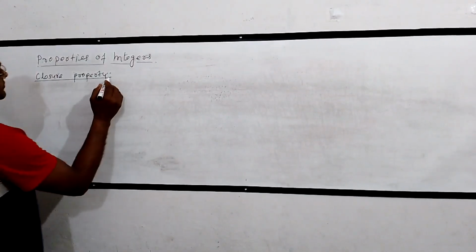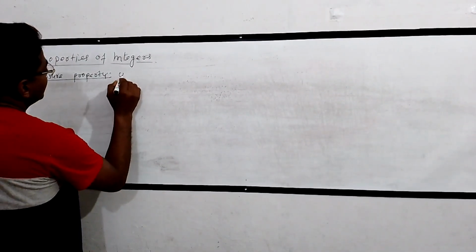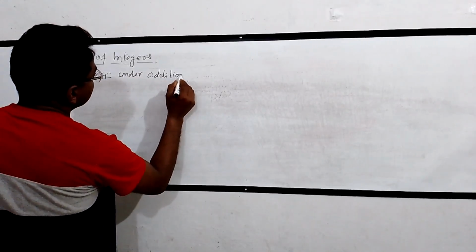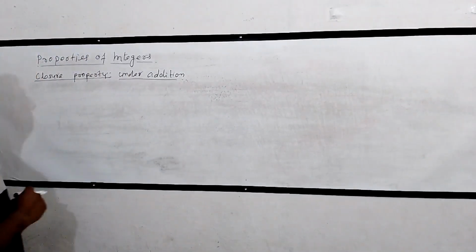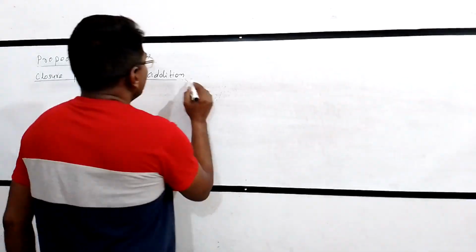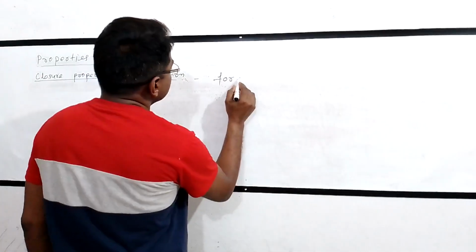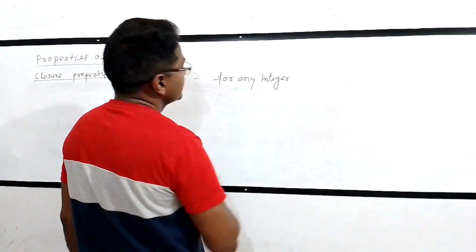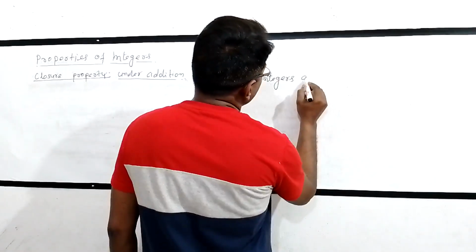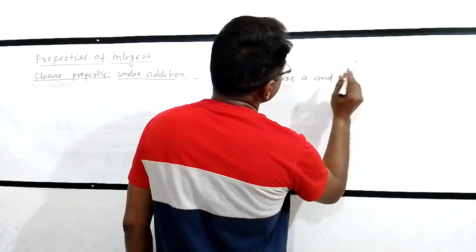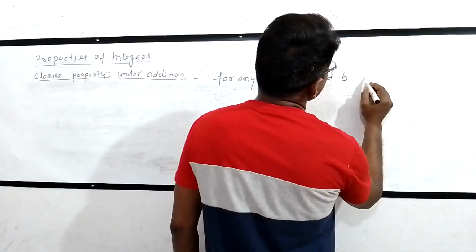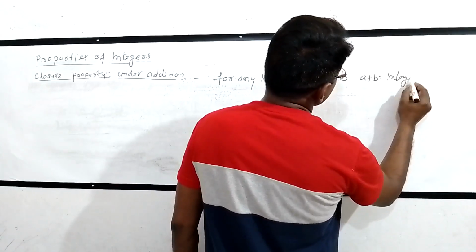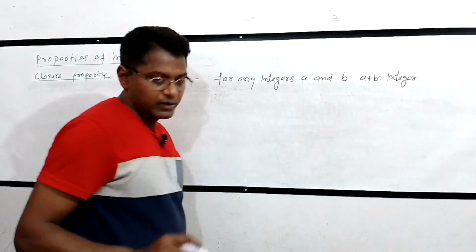Closure property under addition. Under addition, for any integers a and b, a plus b is equal to an integer.